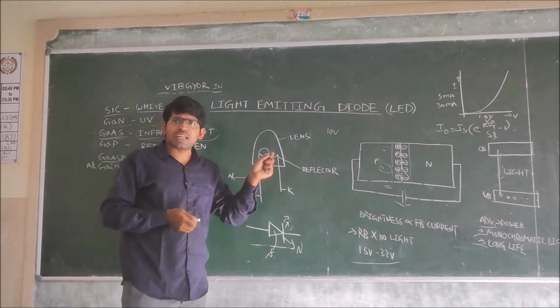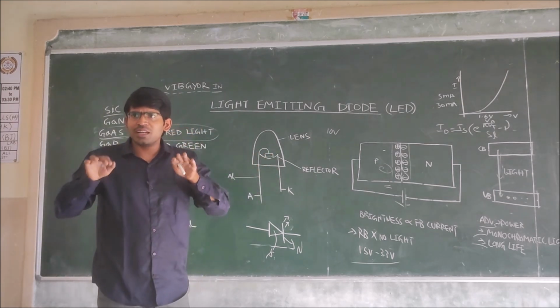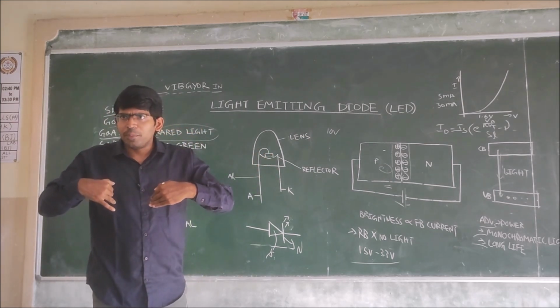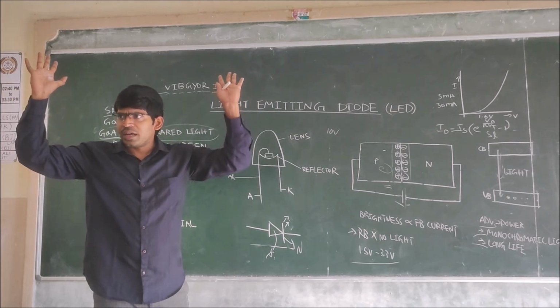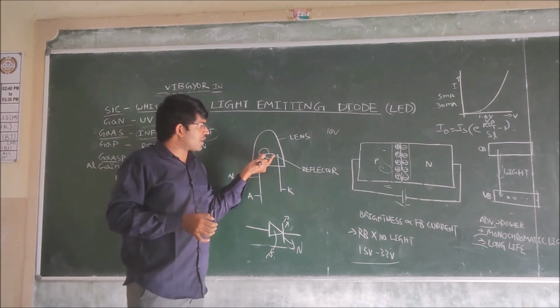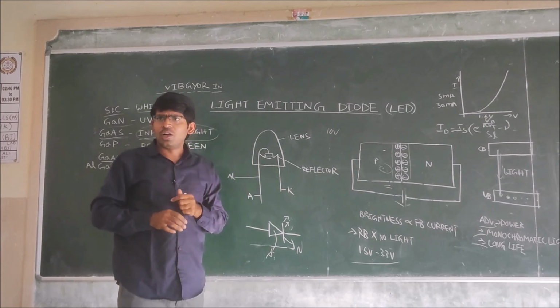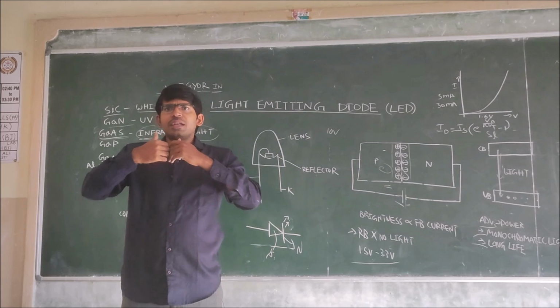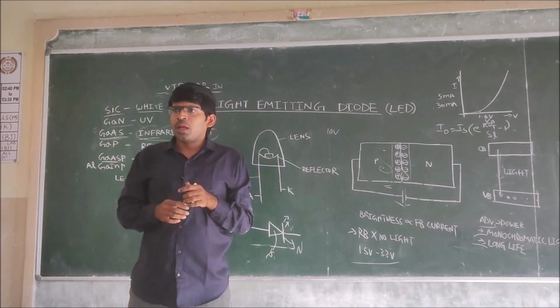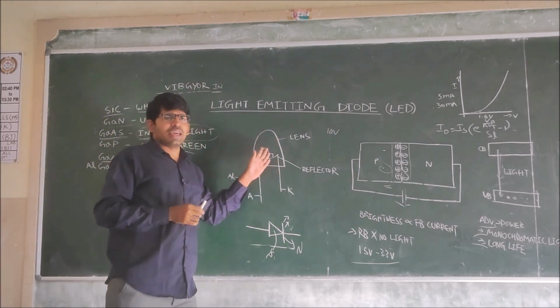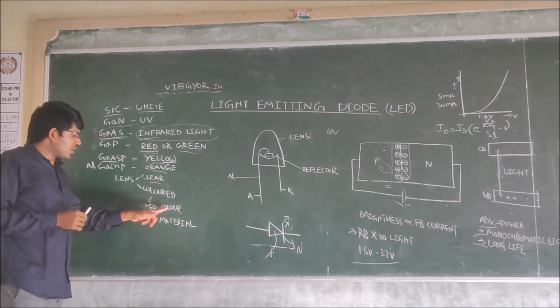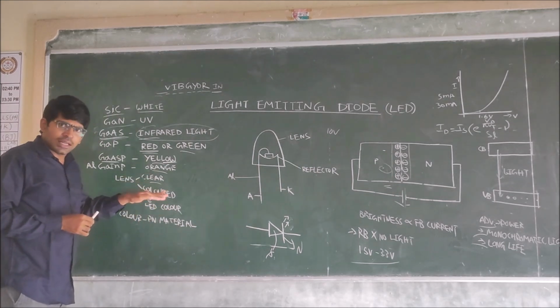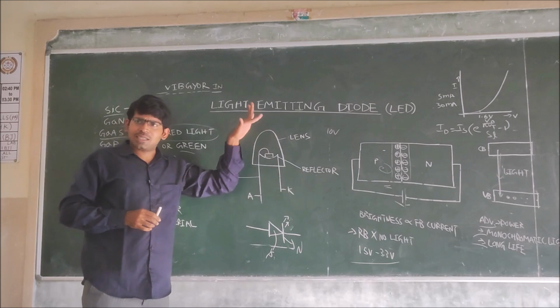Why we are taking the reflector? Because after getting the light, we want to emit the light in the entire direction. So we are taking the reflector. Why we are taking the lens? To protect it from the dust and moisture and to give the light in the wide scope. What is the lens color we are taking? Whatever the LED color you are taking, based on that LED color, we design the lens color.